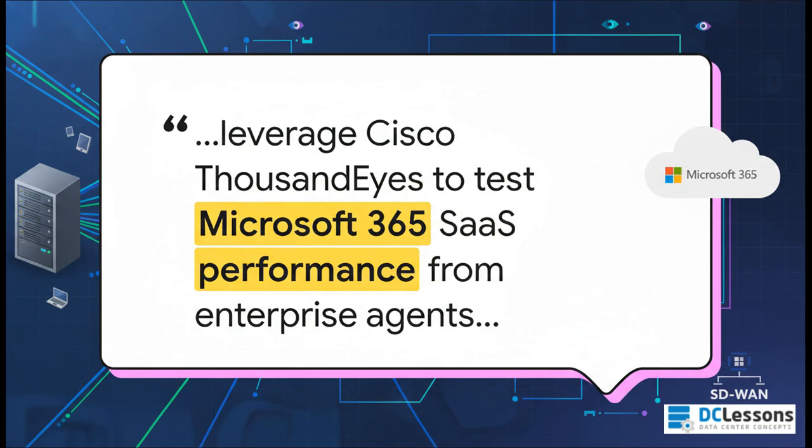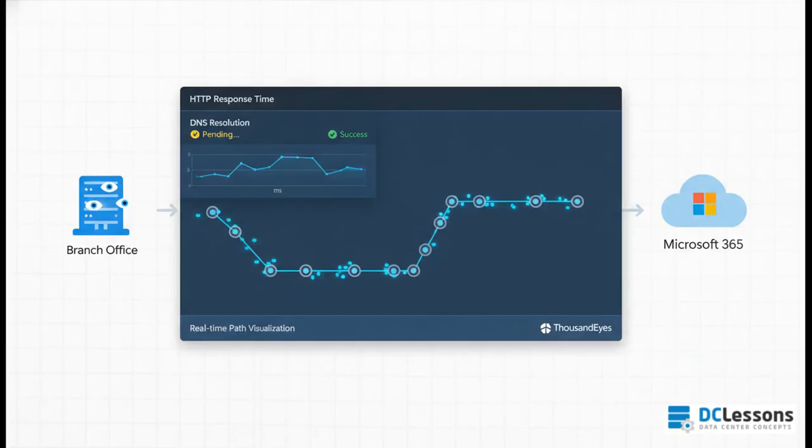Think about it. Your entire business depends on it, but you have absolutely zero control over Microsoft's network. This is exactly where ThousandEyes becomes completely indispensable. So from the ThousandEyes dashboard, you can literally just point all your new branch agents at Microsoft 365 and just let them run. They'll start continuously testing the user experience, and what you get back is this amazing real-time path visualization. You see detailed data on everything, from DNS resolution all the way down to the exact network path your traffic is taking to get to Microsoft's front door.